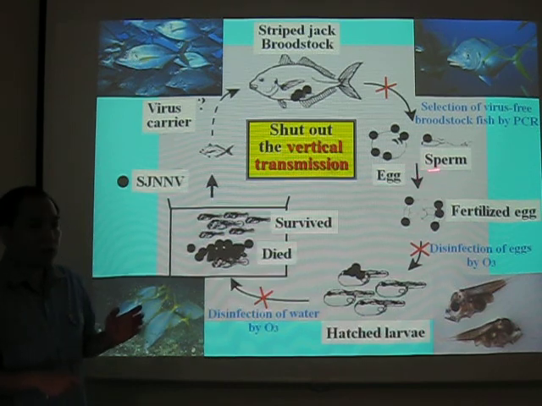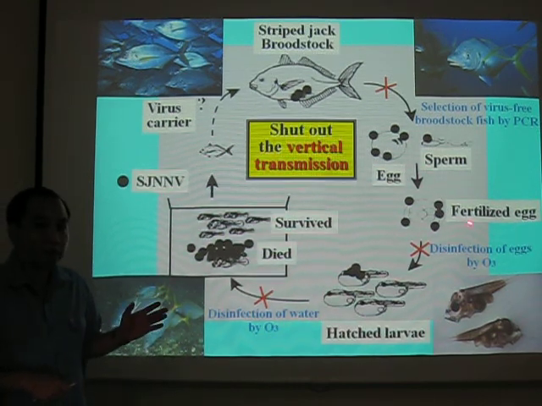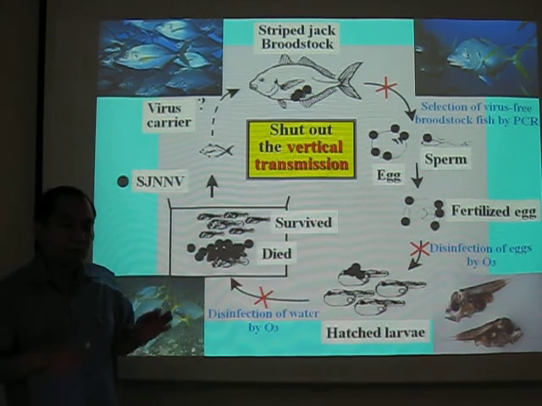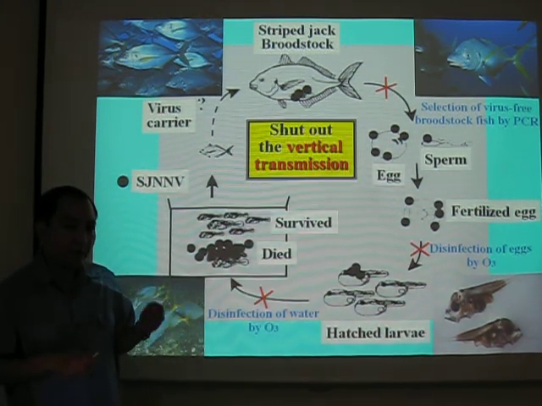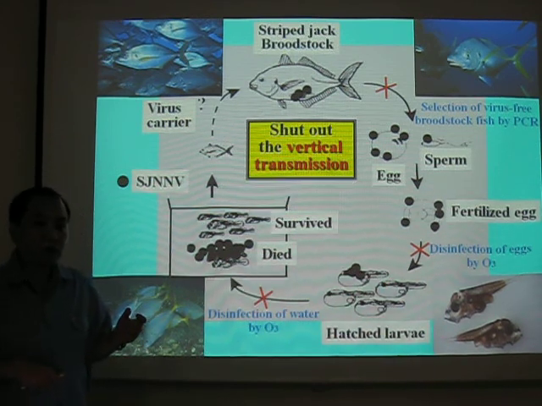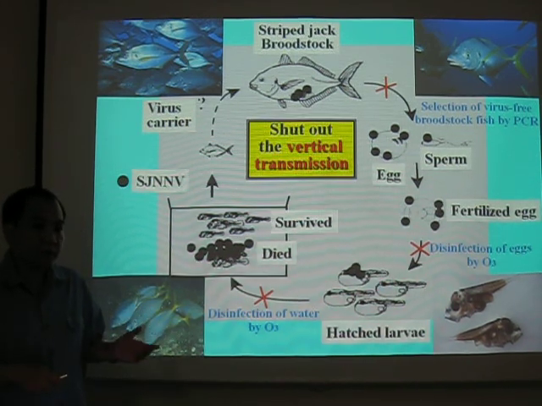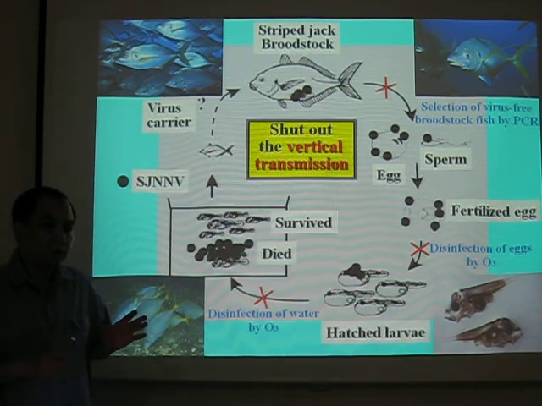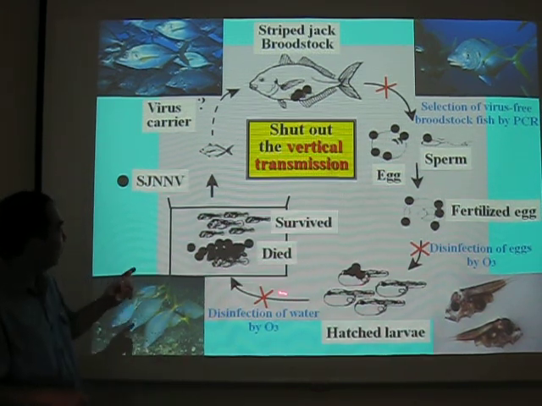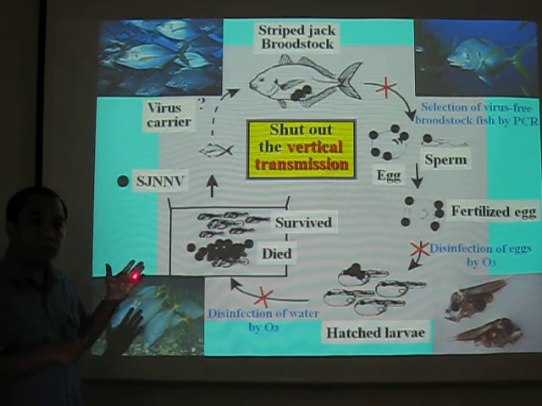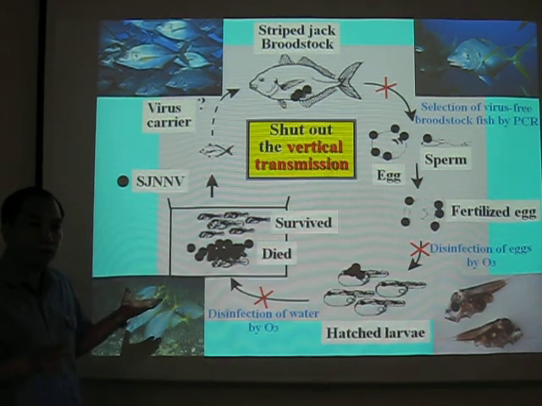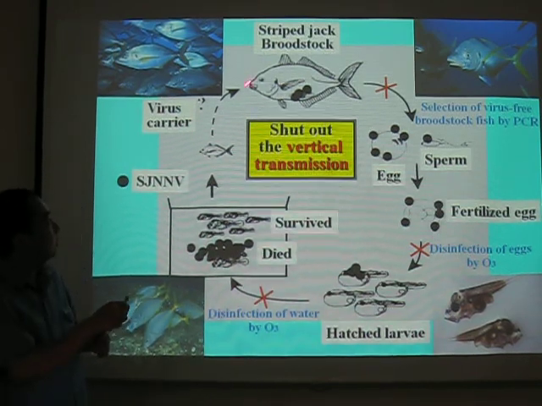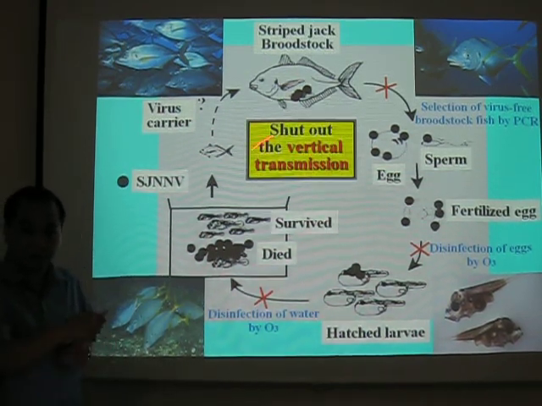So upon fertilization of the sperm, this infected fertilized egg is hatched into larvae. But within 3 days of infection, almost all these larvae, about 90%, die. And then the 10% that survive usually grow into juveniles, but we don't know if this juvenile fish carries the virus or not, and it grows into a broodstock and repeats the cycle.